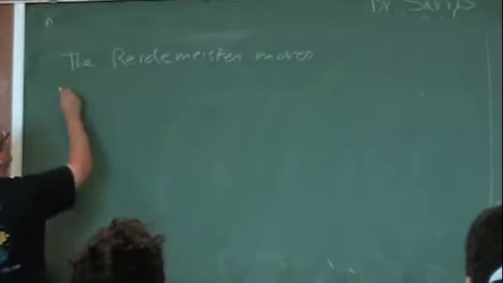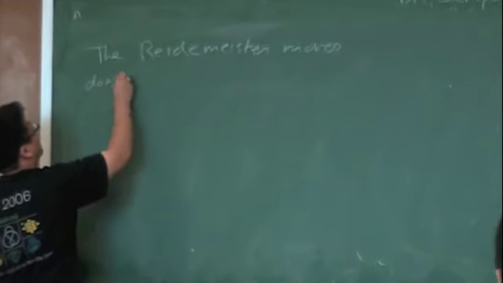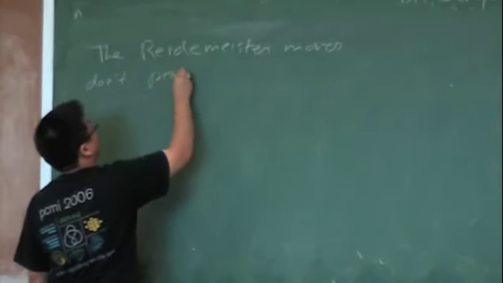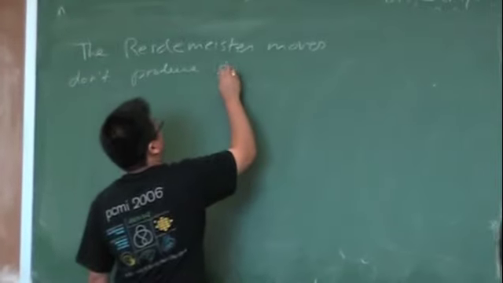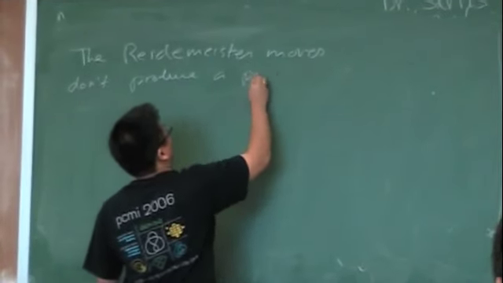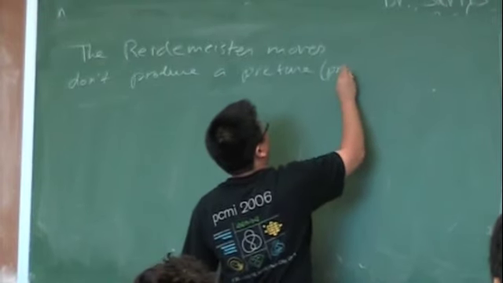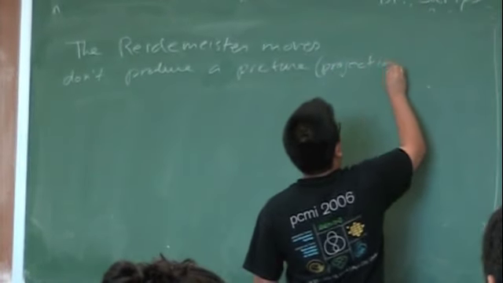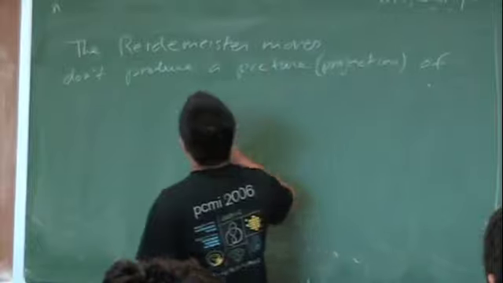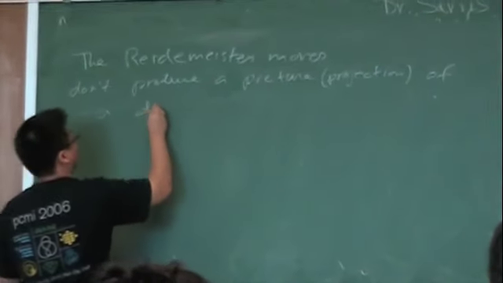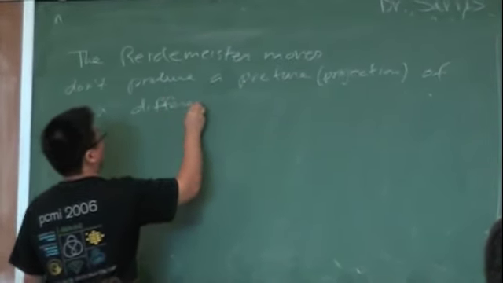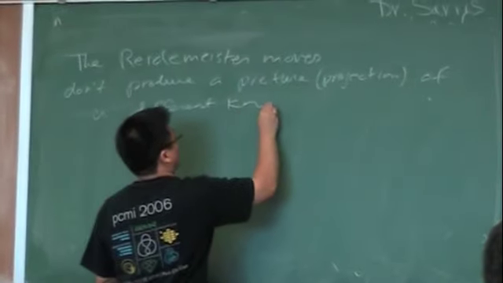The Reidemeister moves don't produce a picture, a projection, I guess, of a different knot. So they're kind of good moves in that regard.